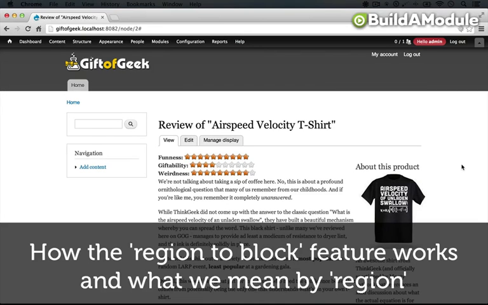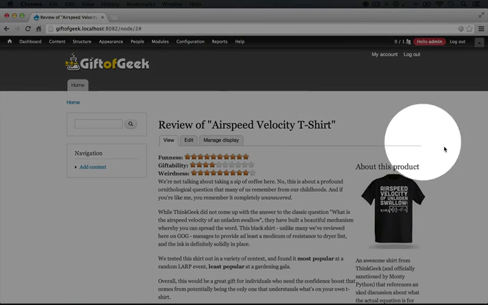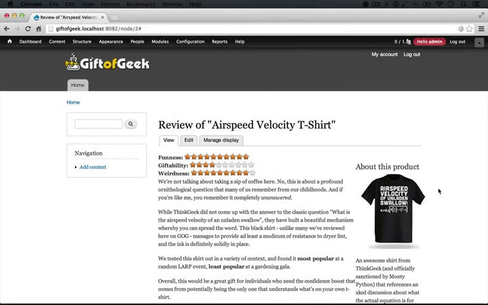So let's look at a second solution to this that solves both problems, both the problem of alignment with the title and also the problem of not being in the themes sidebar region. This solution is in Display Suite as well, but it's a different approach, and it uses something called region to block.